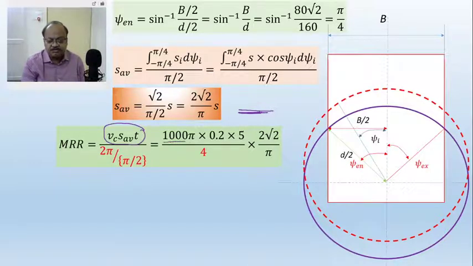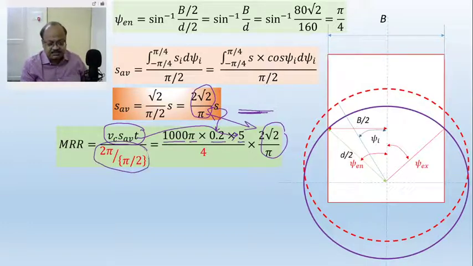So VC is equal to 1000 pi into 0.2 into 5, and this 2√2 by pi is coming here. So this S is getting replaced here, 5 is this particular 5, and VC equals 100 pi. Now the interesting thing is, what is this number?